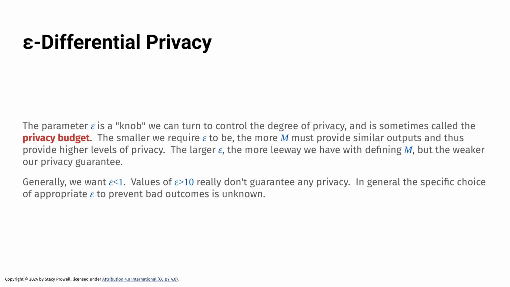So in general, we want epsilon to be closer to 0. And generally, we want it to be less than 1. As a good general rule of thumb, you would like epsilon to be less than 1. If epsilon is greater than 10, well, we can't really guarantee any privacy. Now, this is kind of abstract right now. We'll try to make this a little more intuitive as we go along. Okay? We call epsilon the privacy budget, and we'll see why we call it that a little bit later on as well.